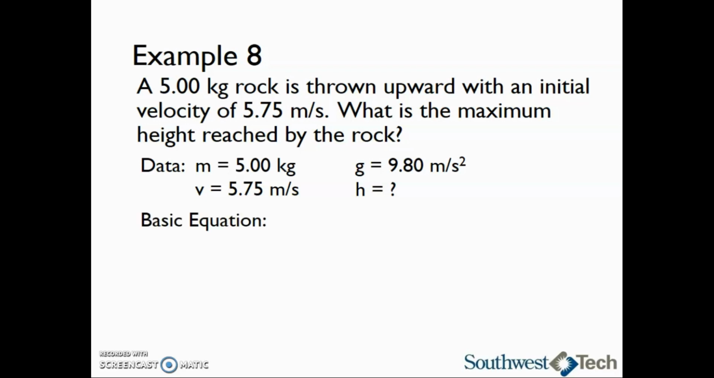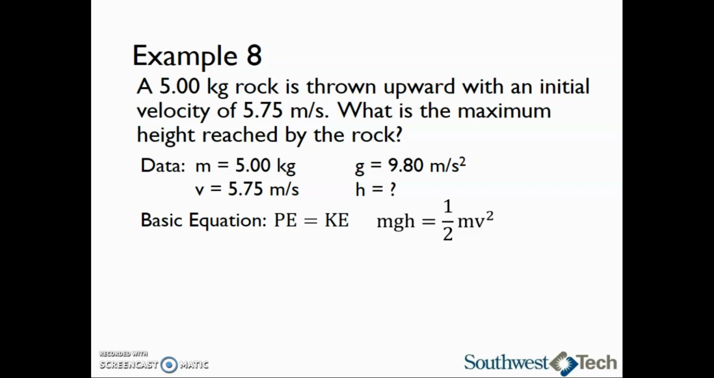In this problem, the kinetic energy of the rock when you release it will equal the potential energy of the rock when it is at its maximum height, according to the law of conservation of energy. Therefore, our basic equation is going to be that potential energy is equal to kinetic energy. In other words, m times g times h is equal to 1/2 m times v squared.